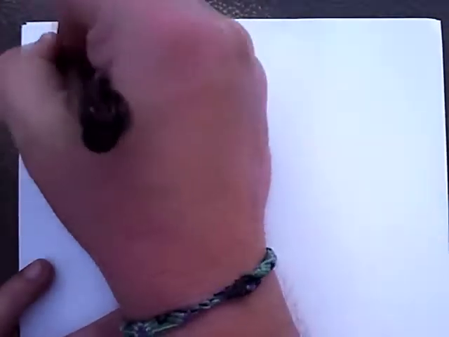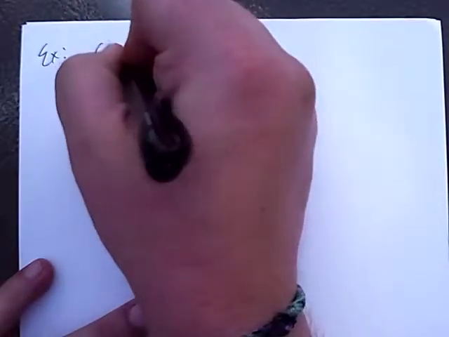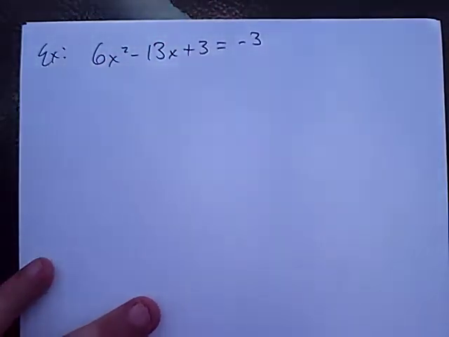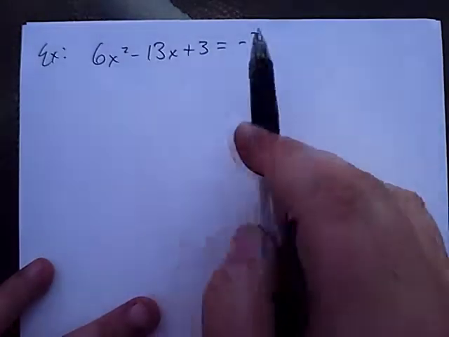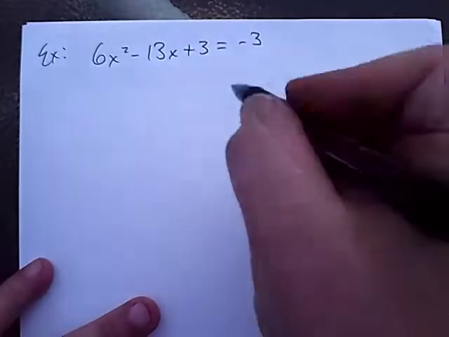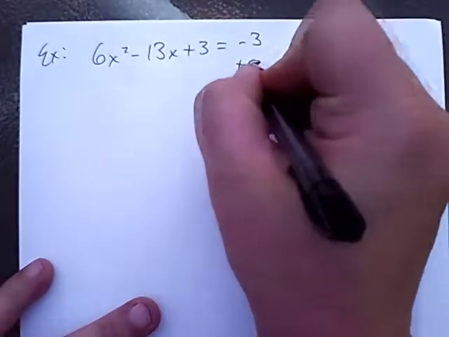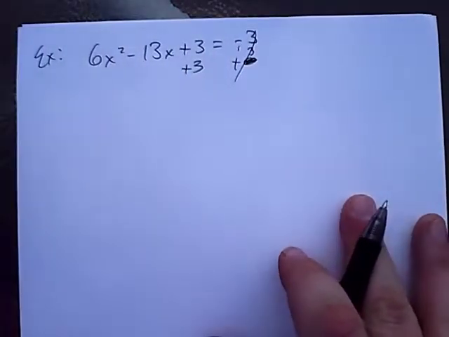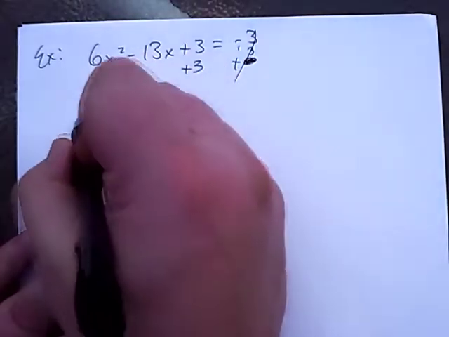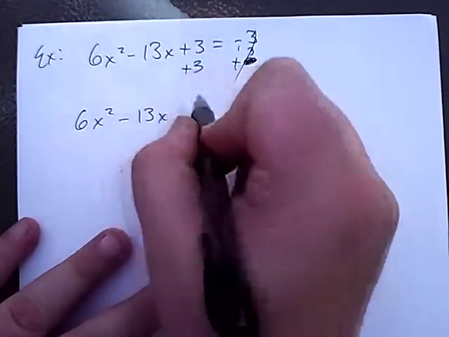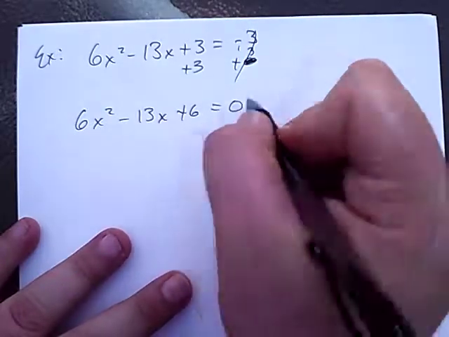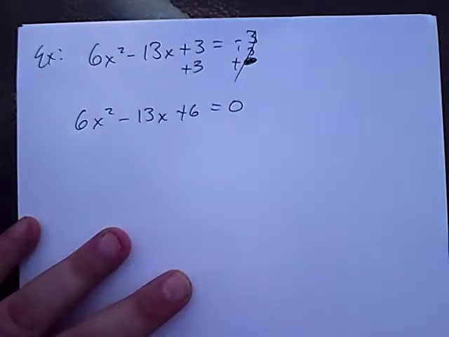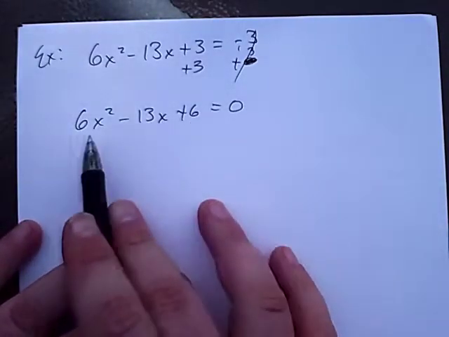Last example. We have 6x squared minus 13x plus 3 equals negative 3. Now again, I want to get this negative 3 to the other side. I need to make sure everything's set equal to 0. So I'm going to add 3. That leaves me with 6x squared minus 13x plus 6 equals 0. And this one's going to get kind of ugly, because this is a 6, 13, and a 6, and there's nothing in common with 13 and 6.